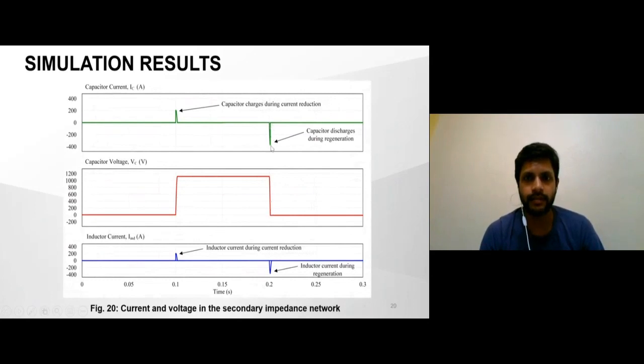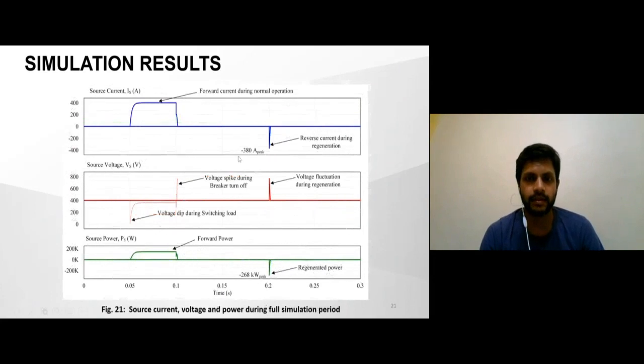The capacitor current becomes negative because it's discharging, and the inductor current is also negative, and this inductor current is fed back to the source in the regeneration cycle. So this is the complete operation cycle. We can see this is the forward current. The current has been broken at this point, then the regeneration starts, and this is the regenerated current.